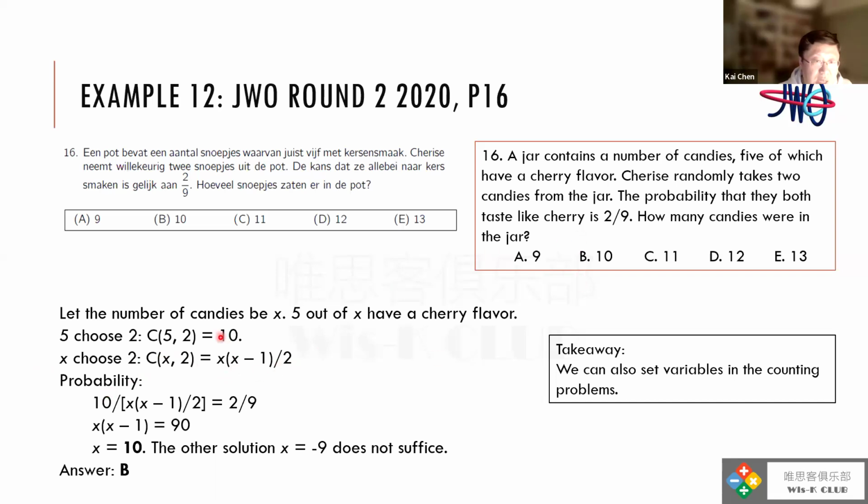So we know 10 over this number is 2 over 9. So we get an equation in terms of X, and we find X times X minus 1 is 90. You know it's a quadratic equation, you can solve it, right? One solution is X is 10, and another solution is X is minus 9. Of course, the number of candies cannot be negative, so X is 10 is the right answer.